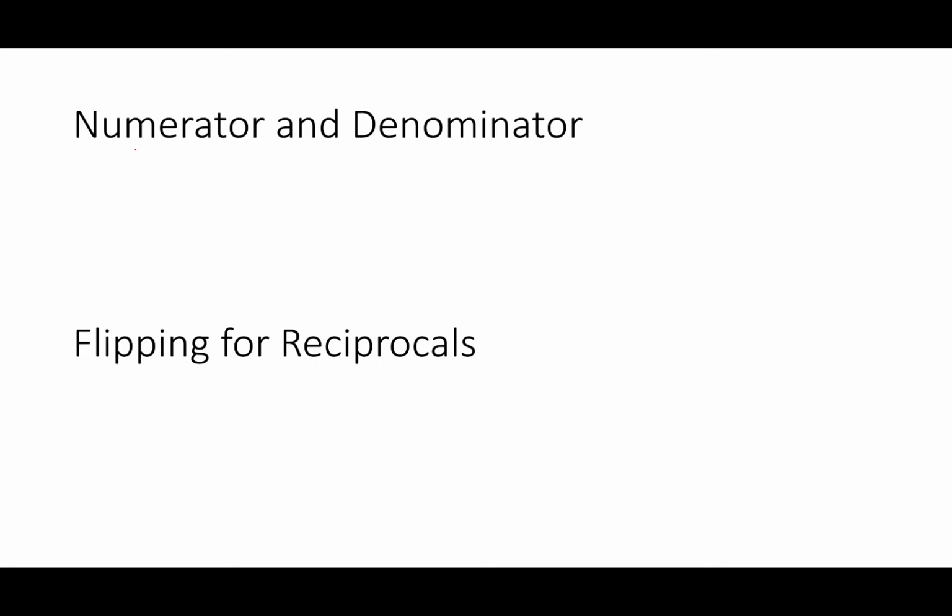We have talked about numerator. For example, 1 over 2 here. Now the top number is equivalent to the numerator, and the bottom number is equivalent to the denominator. The numerator will tell us how many pieces that we have, and the denominator tells us how many equal portions that the cake has been cut into.